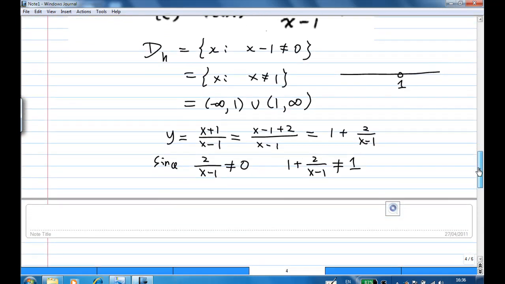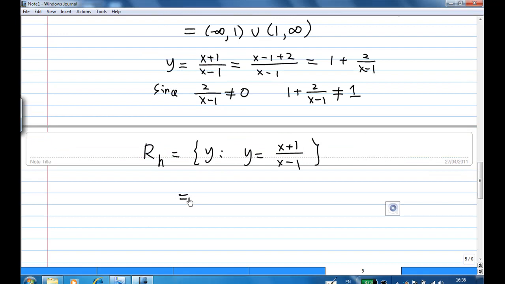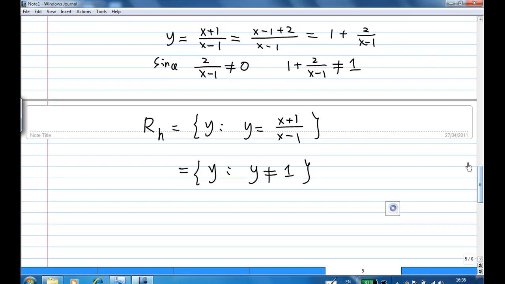Therefore, the range of h will be the collection of all the y where y = (x + 1)/(x − 1). And you find that this expression, (x + 1)/(x − 1), is always not equal to 1. So again, the range will be all the real numbers except 1. Consider a real number line excluding the point 1. This is from minus infinity to 1 union 1 to infinity. That will be the range of h.